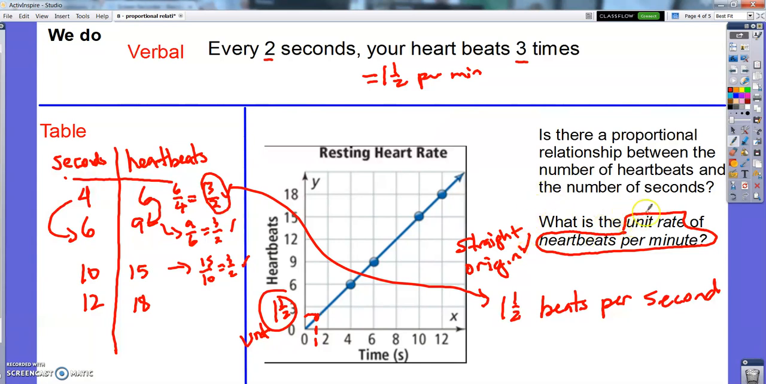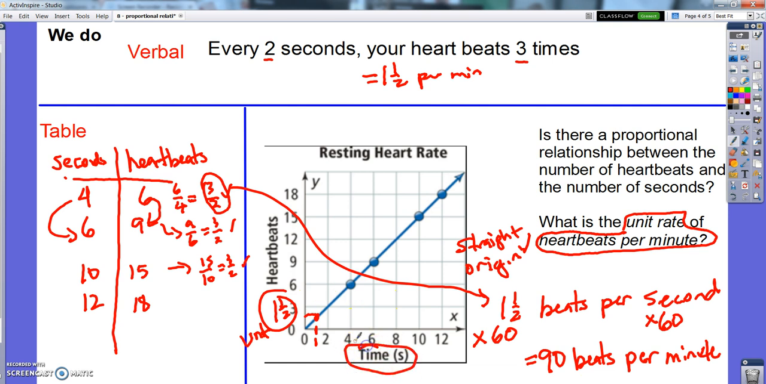But to finish the question, I'm not asked for heartbeats per second. I'm asked for heartbeats per minute, so I need to change my unit. So if it beats 1.5 times per second, there's 60 seconds in a minute. So this 1.5 would happen 60 times, and that would be 90 beats per minute. That you don't see all over the place because I had to change my unit. Since this wasn't in minutes, we're not going to find it on there. But sometimes you just have to do that.